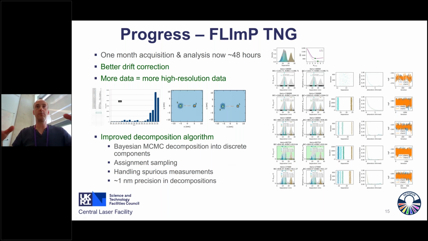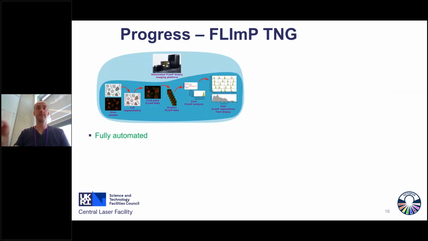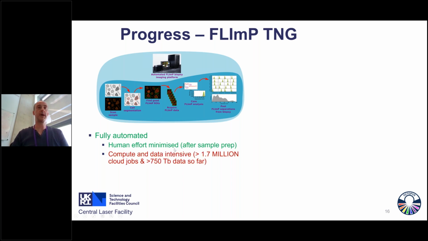So this is really now what we call the FLImP next generation. So this is what we've been running, and essentially we're able to run 24/7 during, well, for a lot of the lockdown, or perhaps 6, because it still depended on somebody being able to go in and put samples on the microscope. And so essentially we fully automated this blue box from our vision that we got for our grant. So basically fully automated the acquisition through to producing the FLImP signatures, and indeed the ability to decompose them. And so the human effort after sample preparation was minimized.